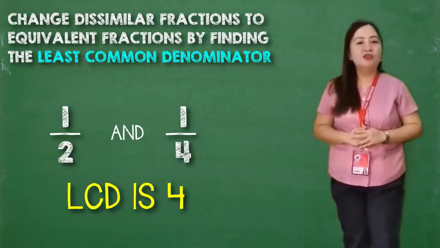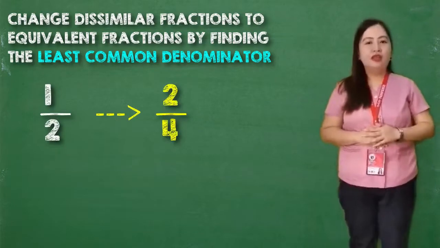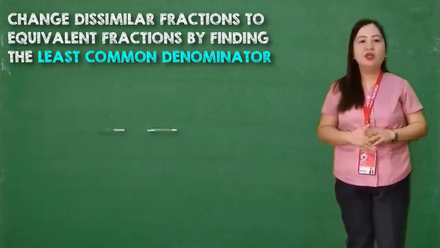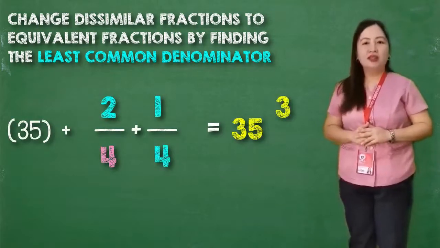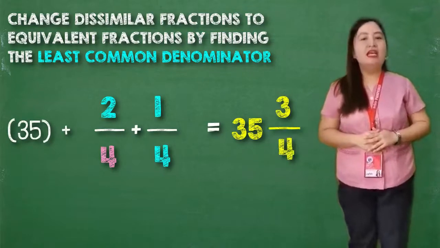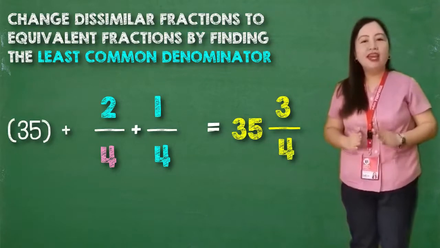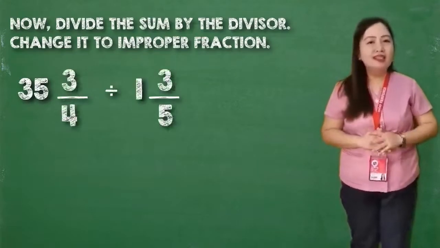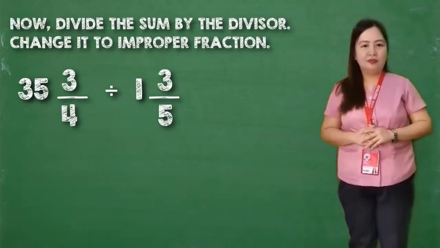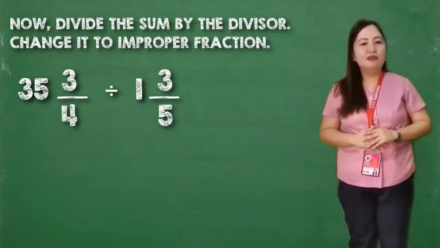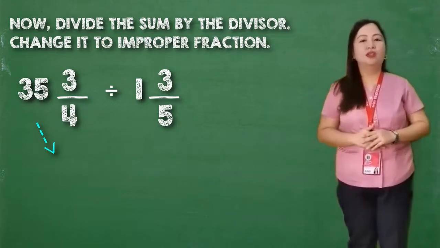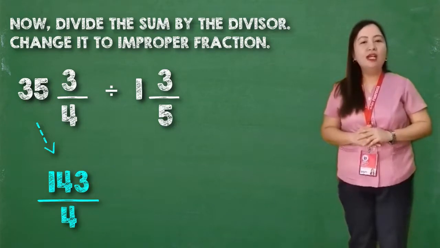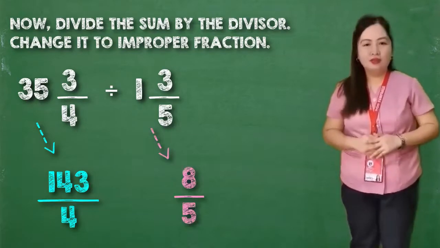So the equivalent fraction of 1/2 is 2/4. And 1/4 is still 1/4. Add the numerators, 2 and 1. The sum is 3. And copy the denominator 4. It will become now 35 and 3/4. Now, let's divide the sum by the divisor 1 3/5. Change 35 and 3/4 to an improper fraction. It will become 143 over 4. And 1 3/5 to 8/5.